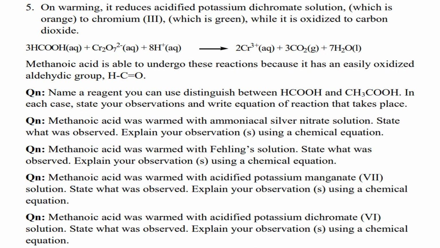Number 5, we also look at the warming. When you warm it with acidified potassium dichromate 6 solution, it's also going to be oxidized to carbon dioxide and water. That means that acidified dichromate 6 is always an orange solution, and then it gets reduced to its stable chromium oxidation state, which is +3. Chromium exists as green, so we expect an orange solution to turn to a green solution, and then effervescence of a colorless gas, which is always going to be carbon dioxide, which turns lime water milky. So the equation is going to be as follows.